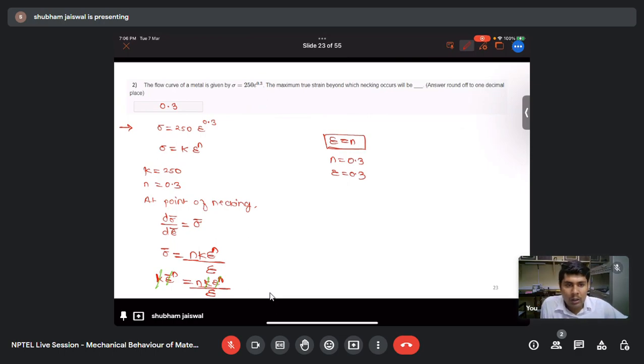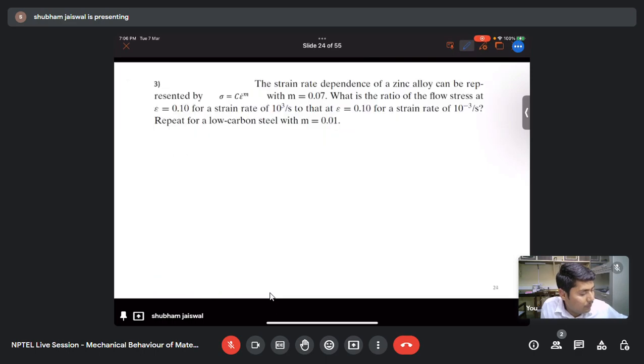Also, there is no need to derive this much in the very beginning. While we quickly recapitulate, we have seen that at necking epsilon is equal to n. We have already derived this in the very beginning, so no need to do this much calculation. By simply applying the concept, you can get the answer. Okay. Now moving towards our third question.